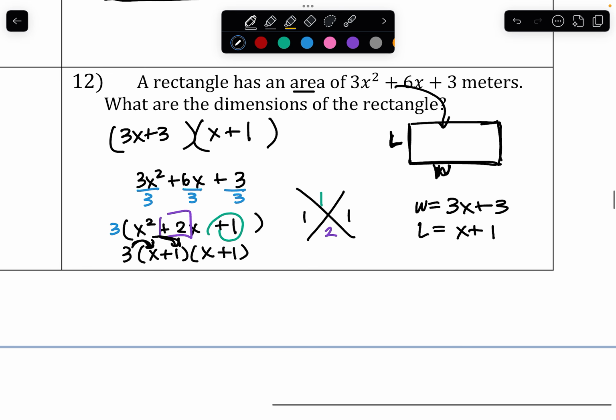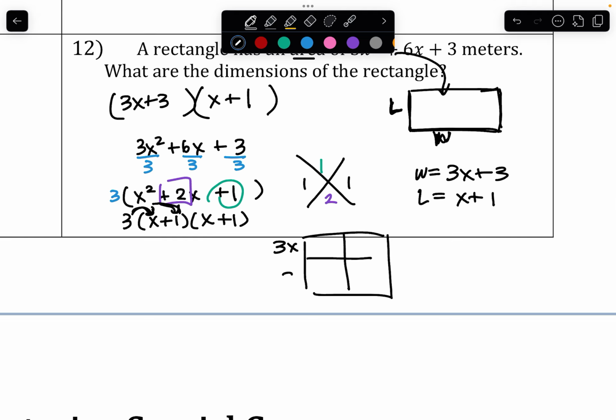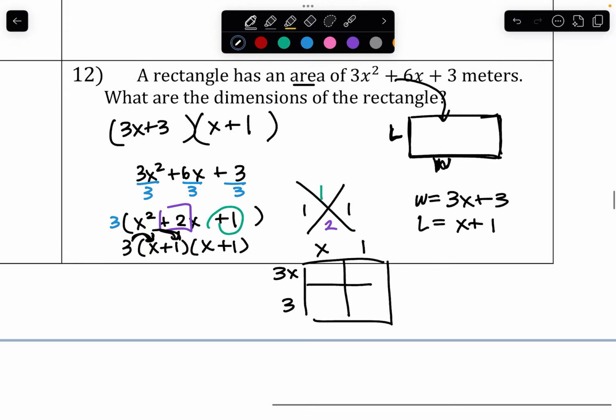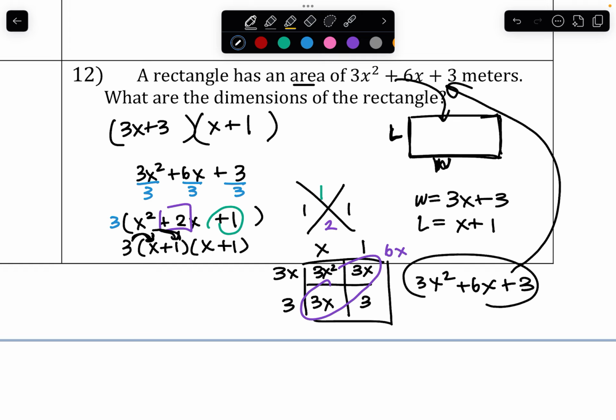If you were to multiply that all back out using your box method, we would get the original expression back. So 3x times x is 3x squared, 3x times 1, 3 times x, 3 times 1. And so that would give me 3x squared. Combine your like terms to get 6x. And then plus the 3 at the end. And so that was our original expression. And so your answer is 3x plus 3 and x plus 1 are the dimensions.